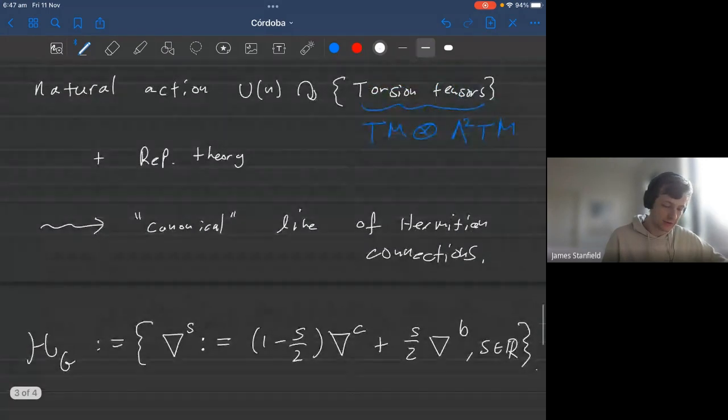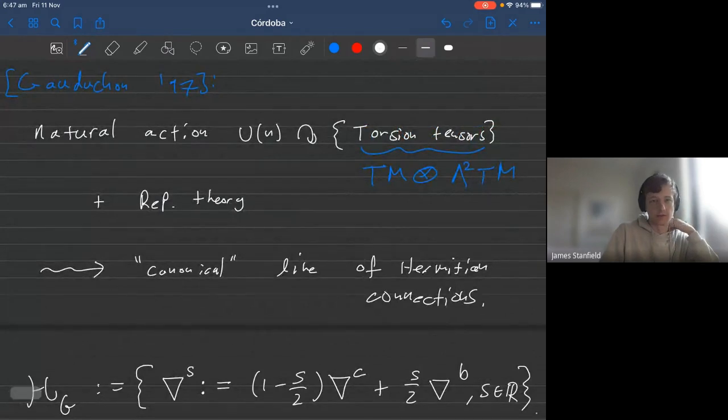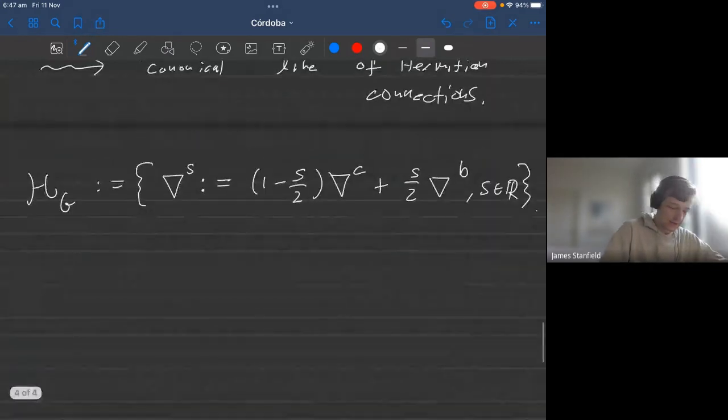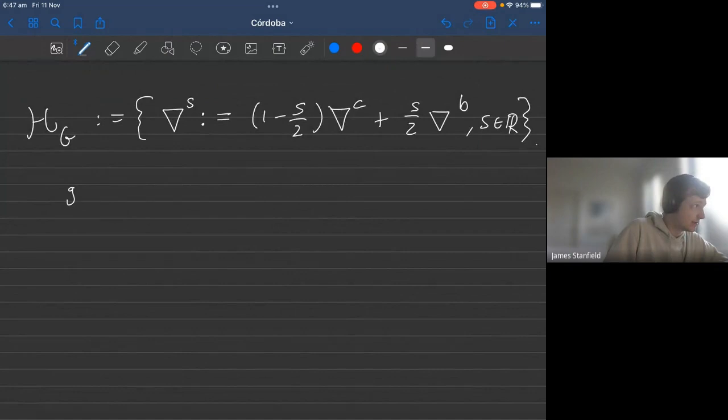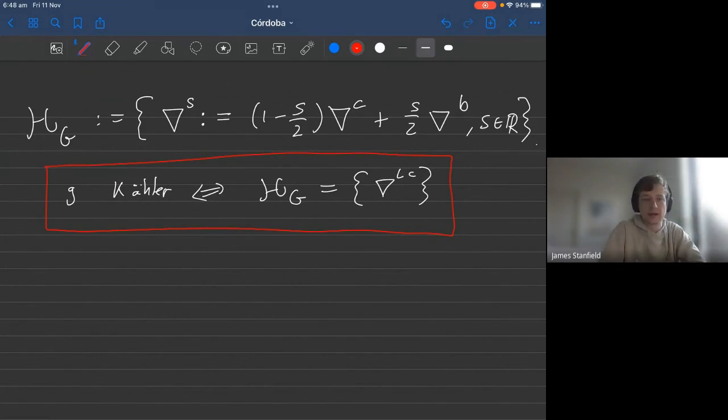They're natural in the sense that they come from this decomposition of torsion tensors by this U(n) action. The other argument is that g is Kähler if and only if this whole line collapses to a point, and that point is the Levi-Civita connection. Okay, so that's important, because this means that these geometries are generalizing Kähler geometry. Okay.